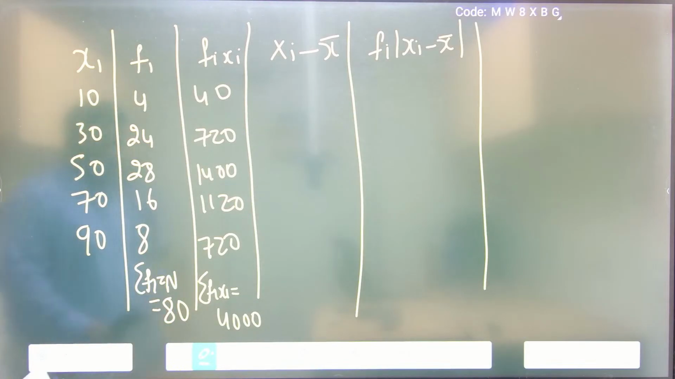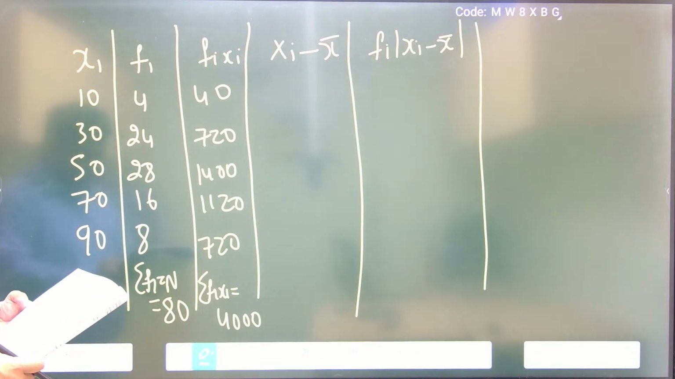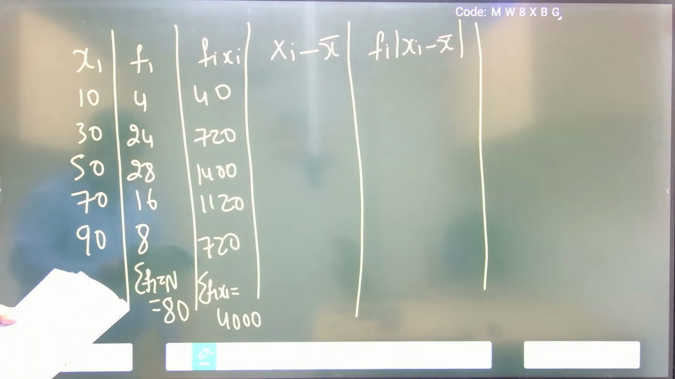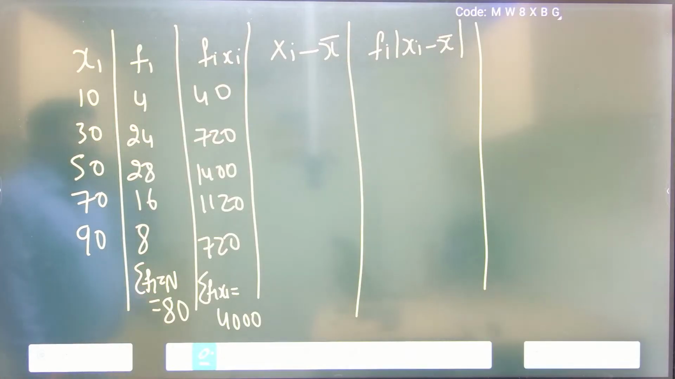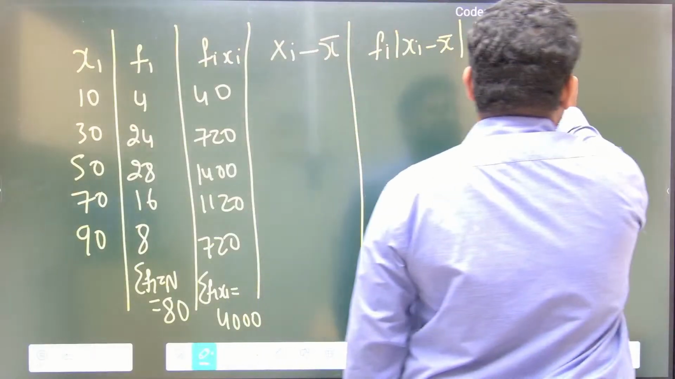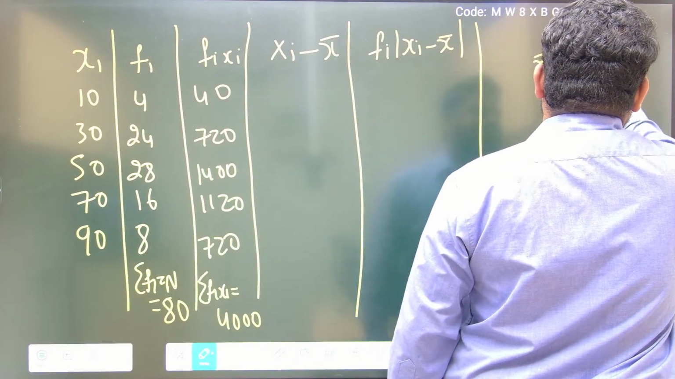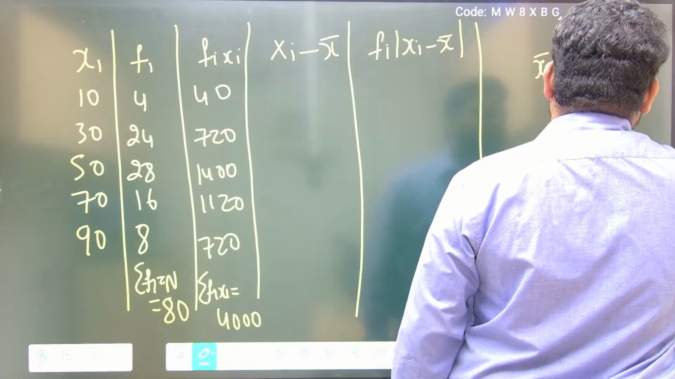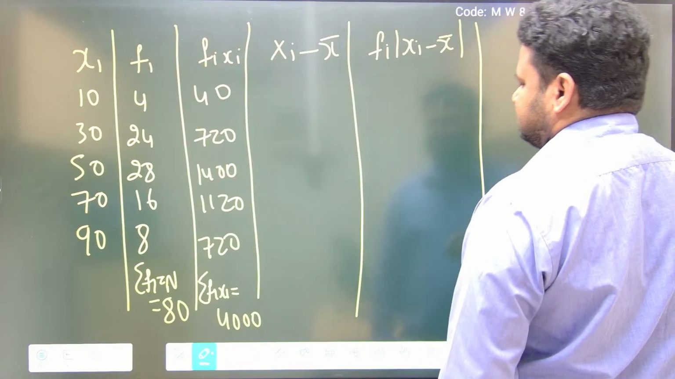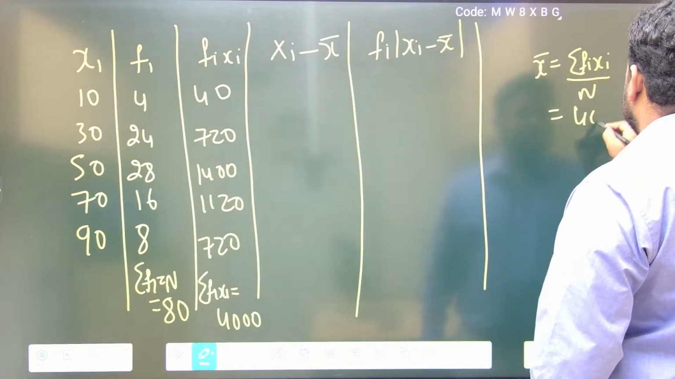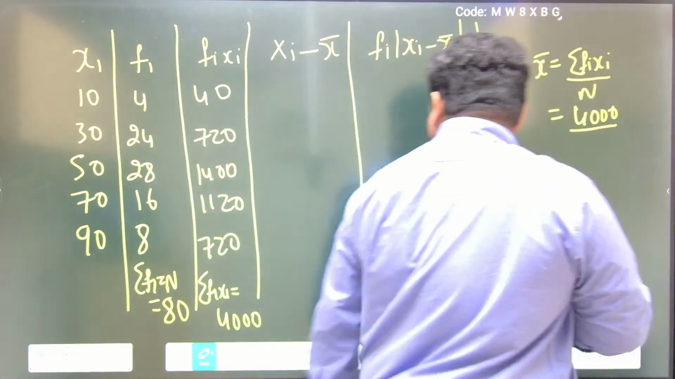Okay, next we are having xi minus x bar. For this, first of all we have to find out x bar. How to find x bar? I told you, x bar is nothing but the arithmetic mean. x bar is summation of fi xi divided by summation of fi, that is n. Summation of fi xi is 4000 divided by n. What is the value of n we got here, friends?